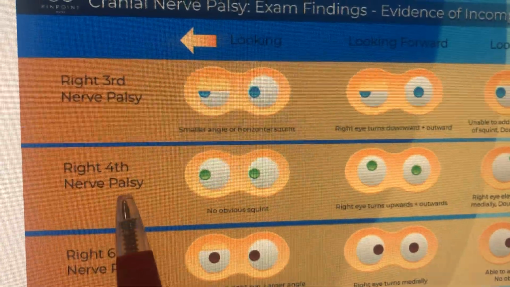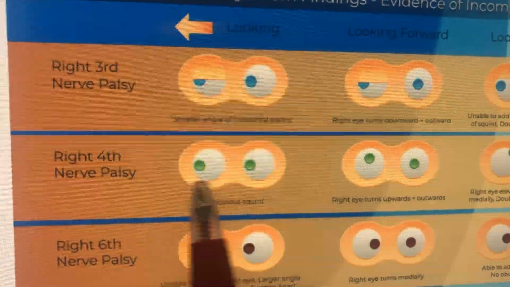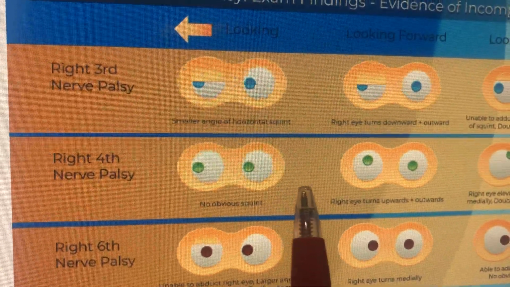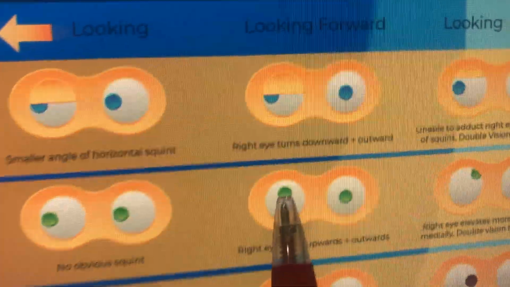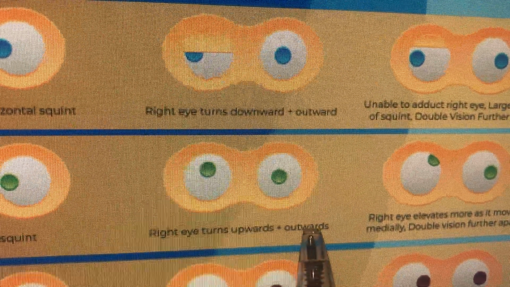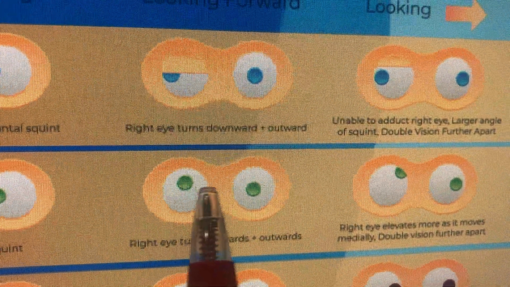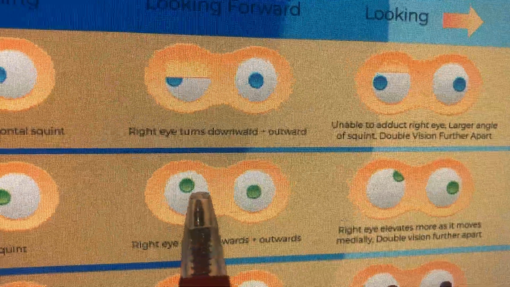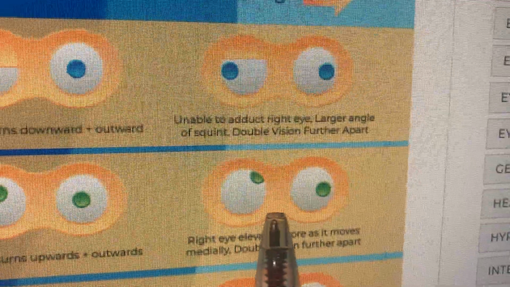So if we focus on the fourth cranial nerve, it supplies the superior oblique muscle. Superior oblique causes the eye to go down. So when they are looking straight forward, of course the eye is not looking down, it's going to go up. And you see here, the right eye turns upwards and outwards a little bit. That's because of the superior oblique muscle palsy with the fourth cranial nerve issues.